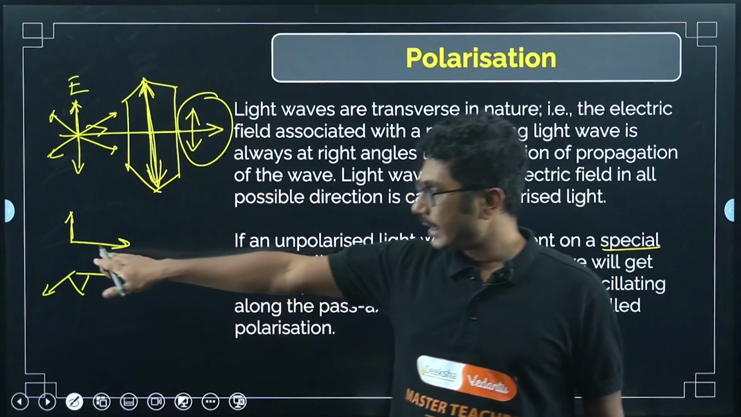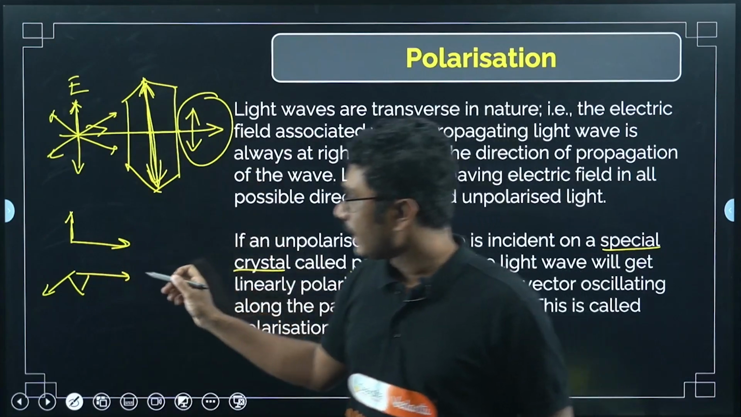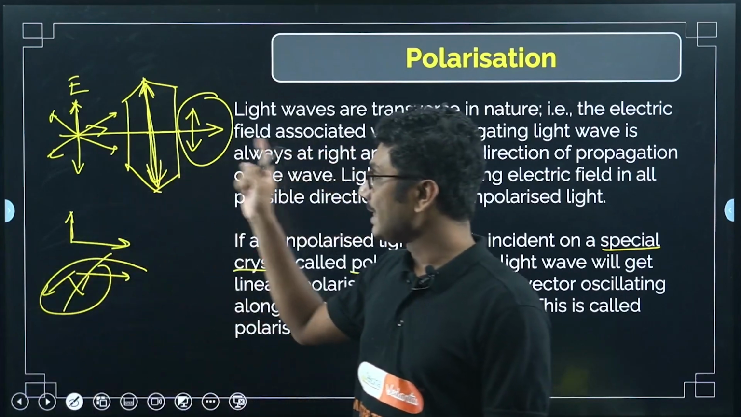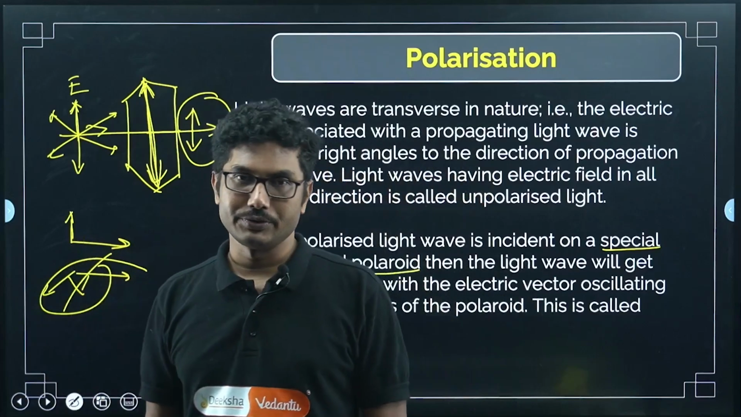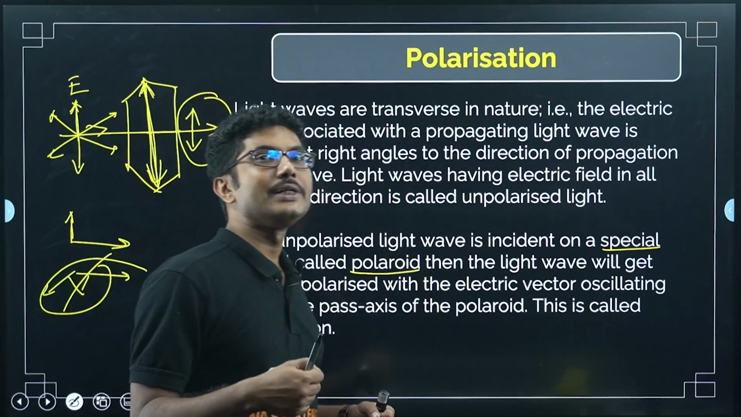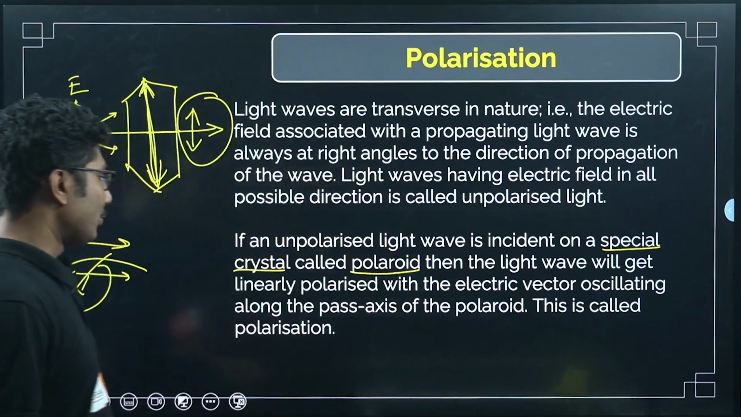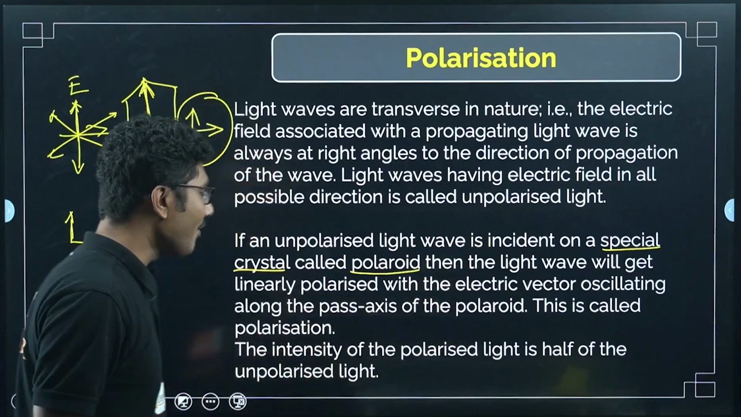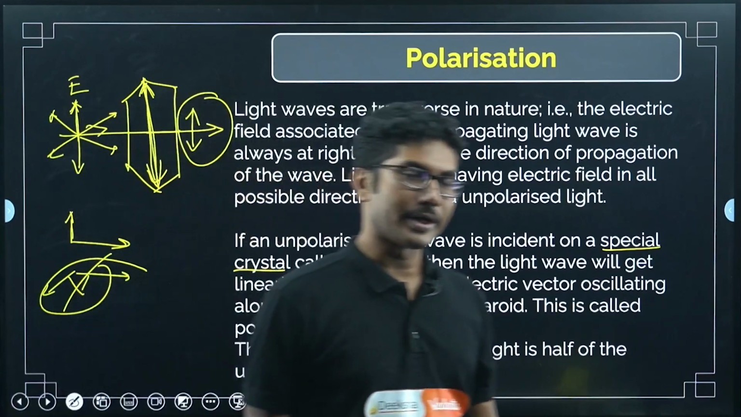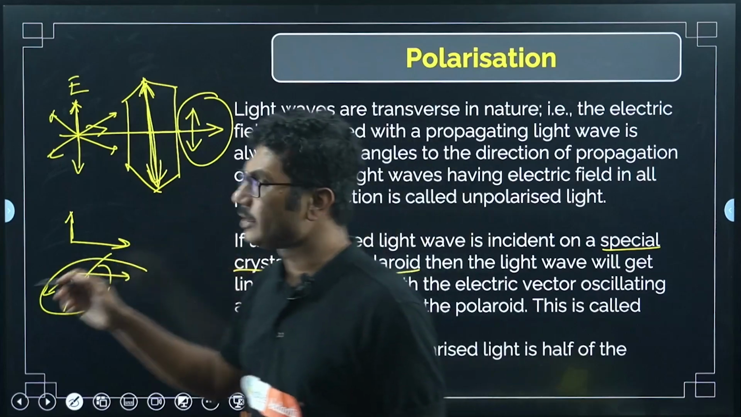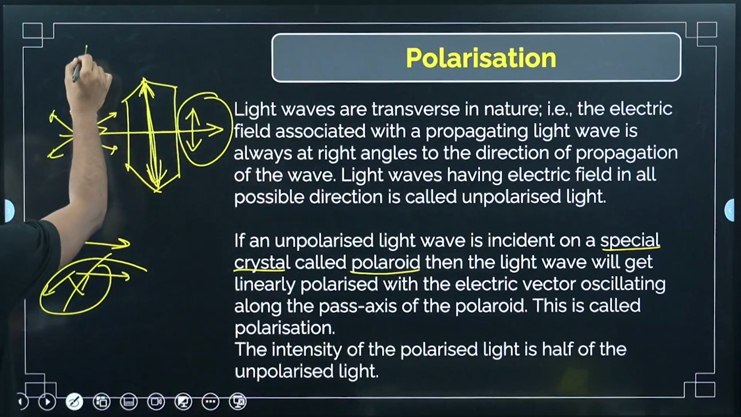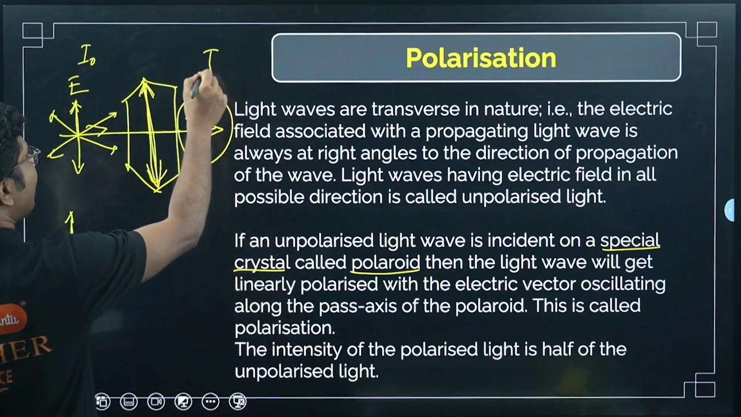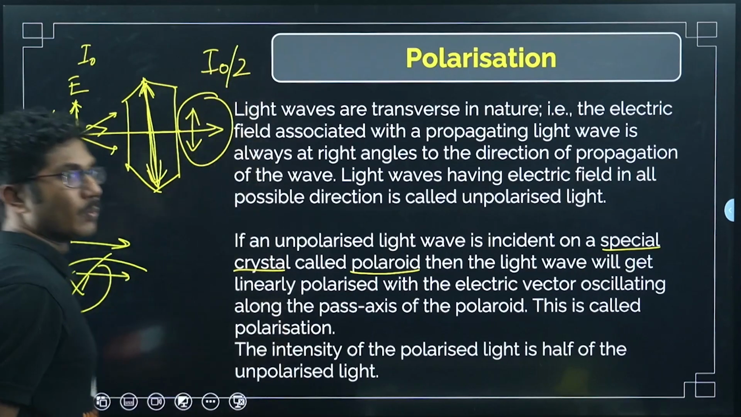So if there is a propagation of light and this light is allowed, this light is not allowed, what will happen? The intensity of the light will be reduced, right? So after polarization, the intensity of the light will be reduced. The intensity of the polarized light is half of the unpolarized light. Very important concept. If the intensity of this light is I naught, then the intensity of the polarized light will be I naught by 2.